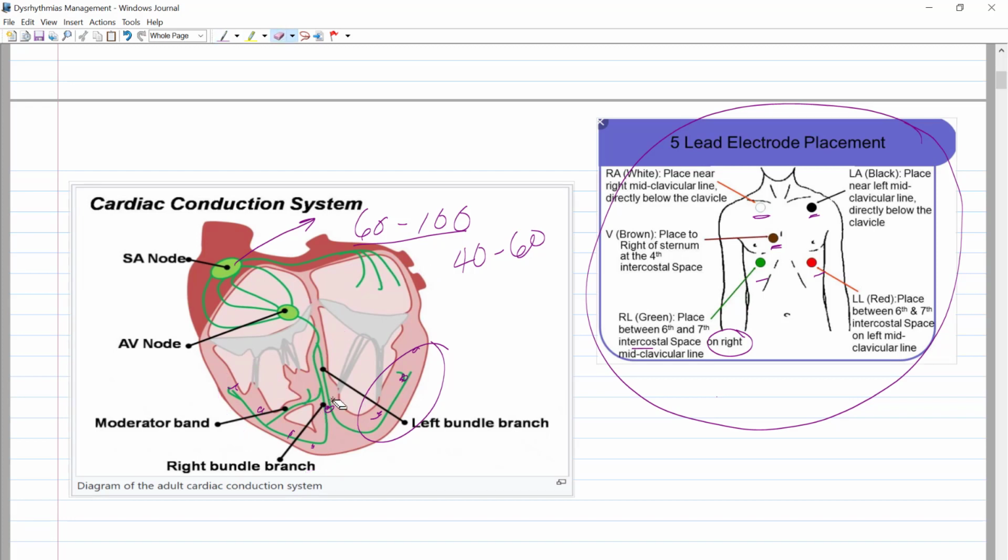What do I mean by that? For example, instead of going straight down to the bundle branches, let's say it keeps going back in here, or it keeps going back in here. So it's called reentrant tachycardia. We will discuss that later in the faster heart rates or faster rhythms or arrhythmias.